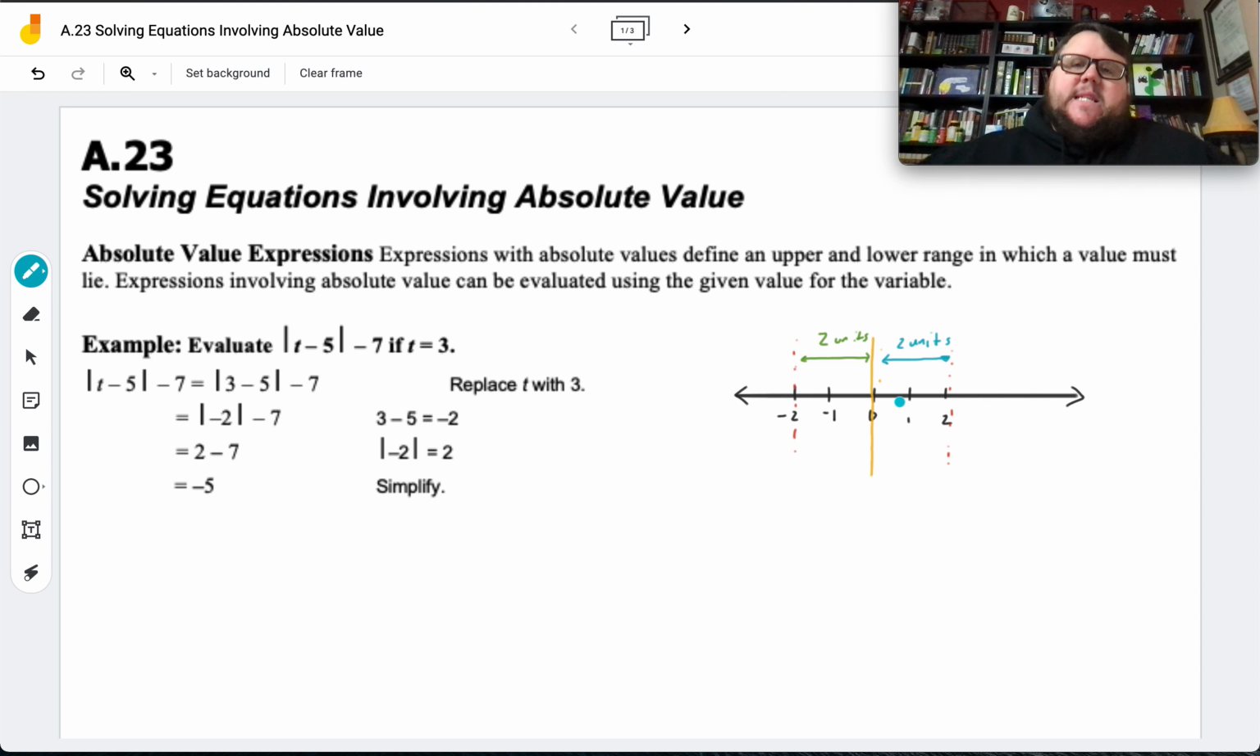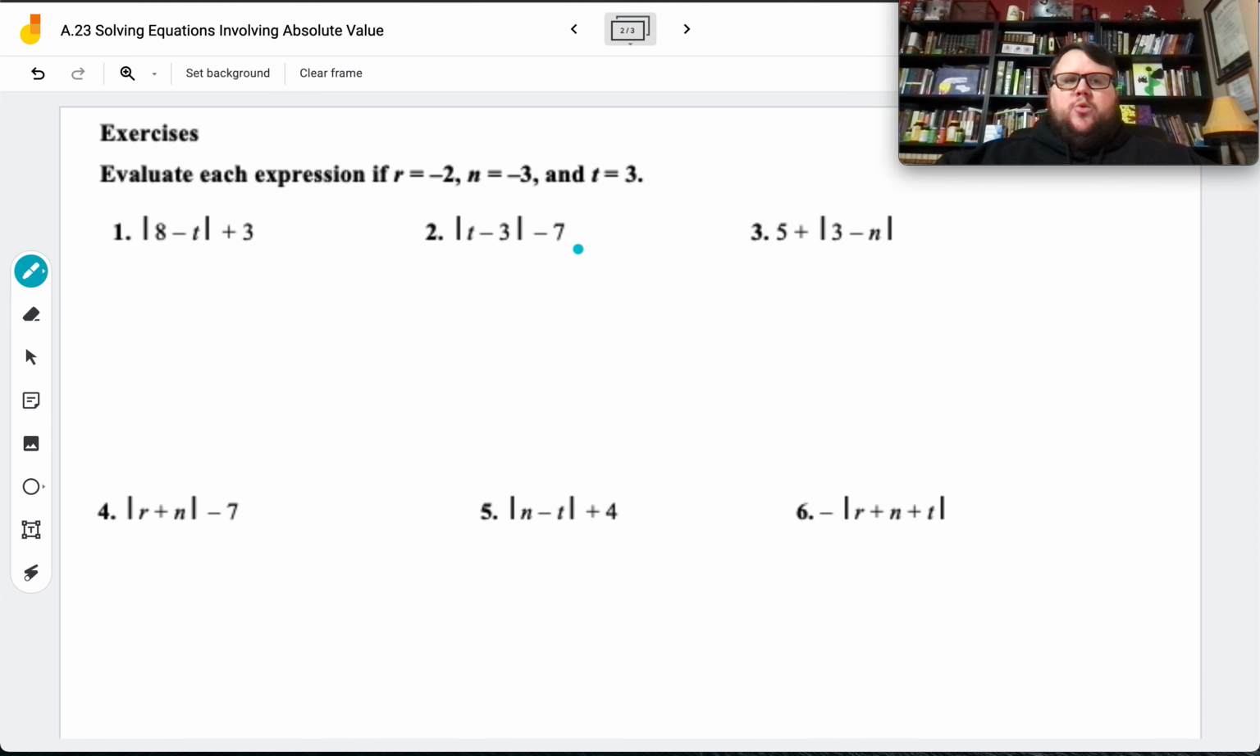So essentially, when you take the absolute value, you're measuring the distance away from 0. The absolute value of t minus 5 is the distance away from 0. That's why every time we take the absolute value, it always returns a positive value. Whatever's inside the absolute value returns positive. I'm going to do a couple of these with you, and then I'm going to let you do your own today. So they want us to evaluate each expression.